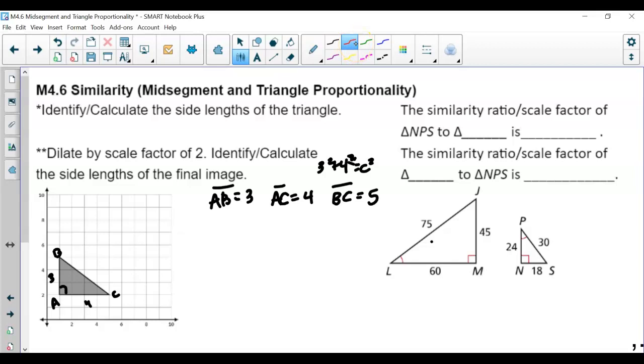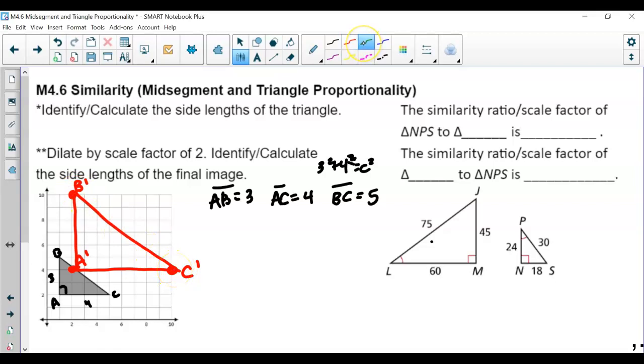So then here, you then had to dilate by a scale factor of 2. So like A was at 1, 2, now it's going to be at 2, 4. So here's A prime. Then B is at 1, 5. So now it's going to be at 2, 10. So here's B prime. Then C was at 5, 2. Now it's going to be at 10, 4. Sorry about that. Here is C prime. And here is our enlargement.